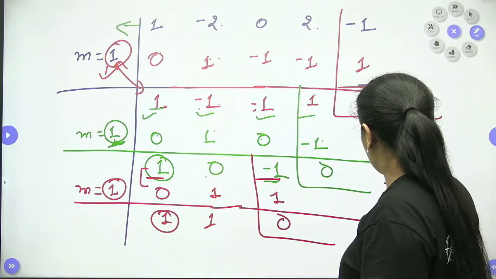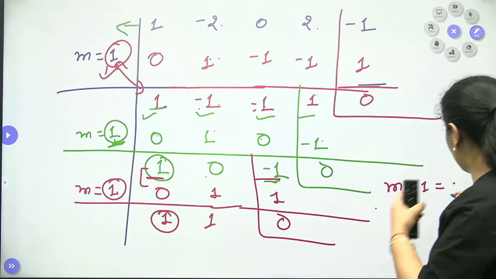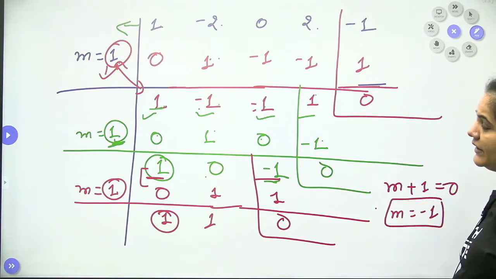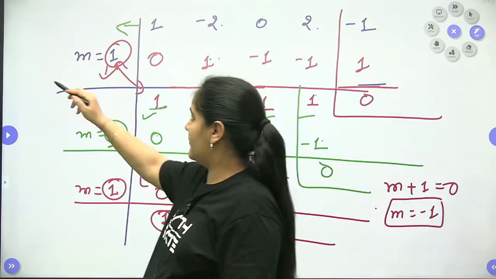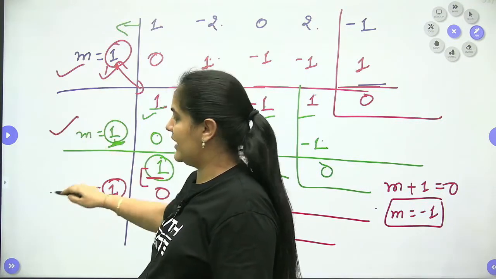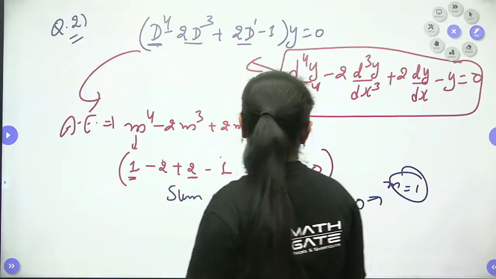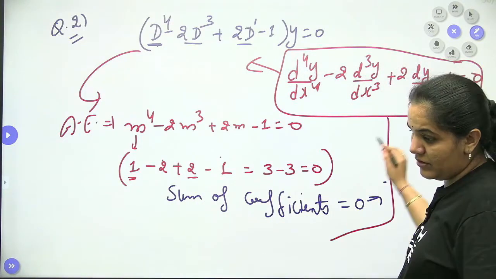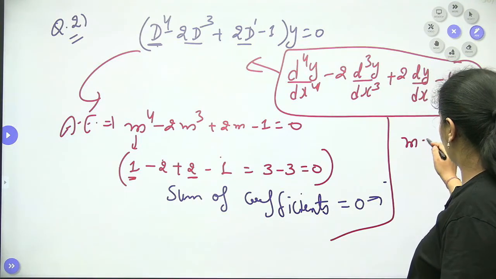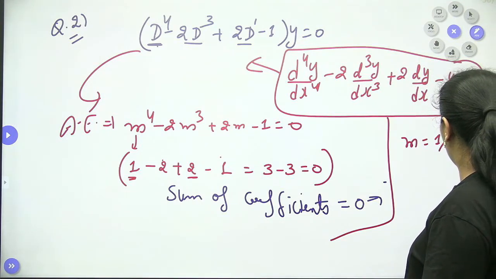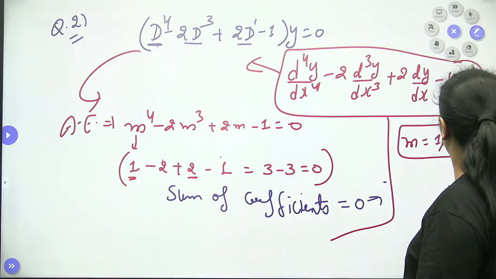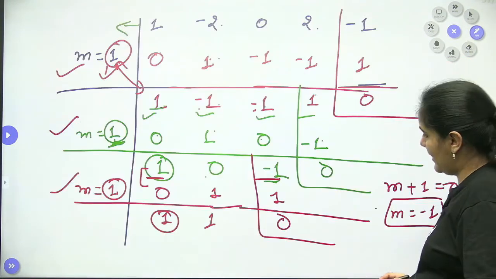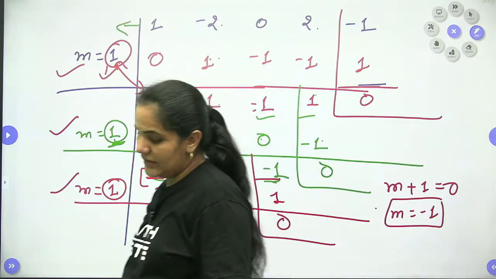So when we stop the process, we can say m plus 1 equals 0 is a factor. Hence m equals minus 1 is a factor, m equals 1, 1 and 1. So finally we have the roots of the equation. The roots will be m equals 1, 1, 1 and minus 1, my dear students. Is it clear? Yes, exactly.